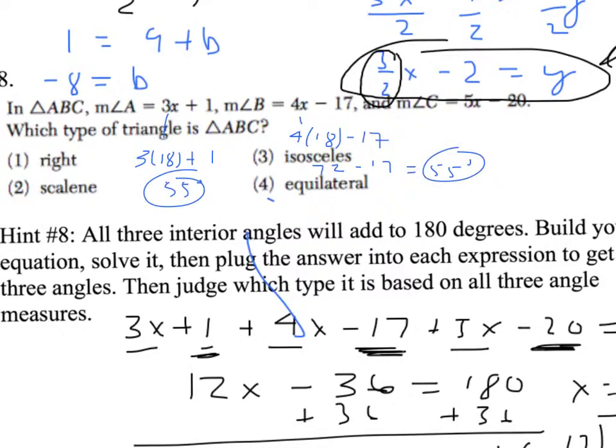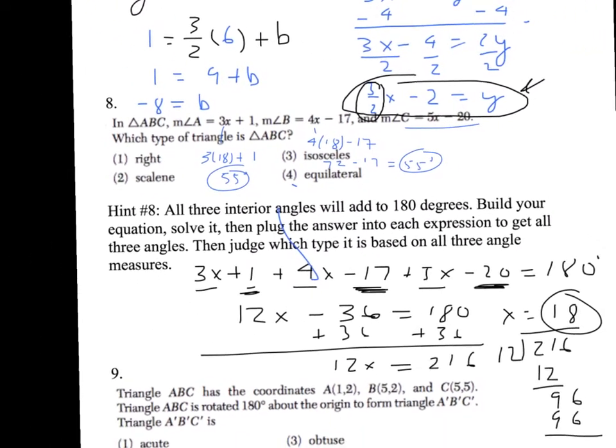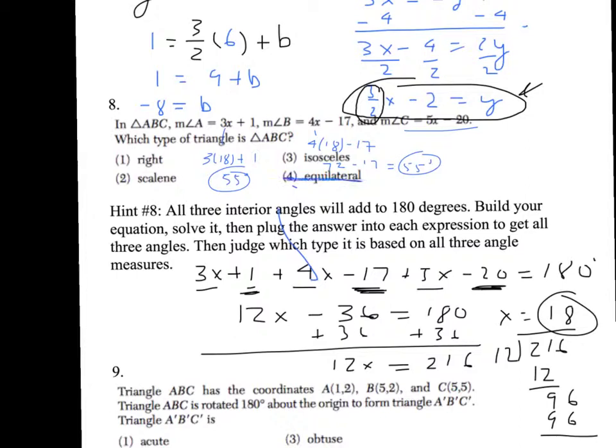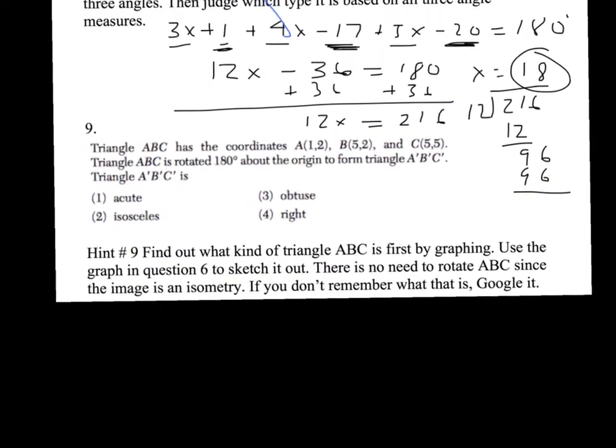We don't even have to find the last angle out. We got two angles that are the same. They're not 60 degrees, so it can't be equilateral. It can't be scalene. Scalene has all three angles different. A right triangle can only have two angles the same if both angles are 45 degrees. So it has to be isosceles. Two angles are the same and one angle is different.